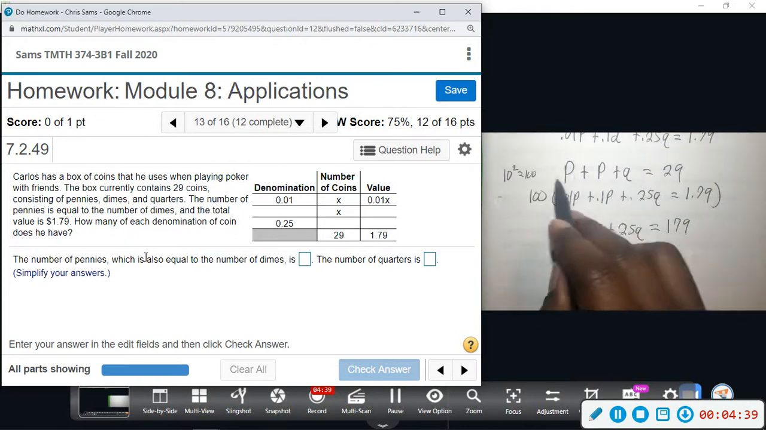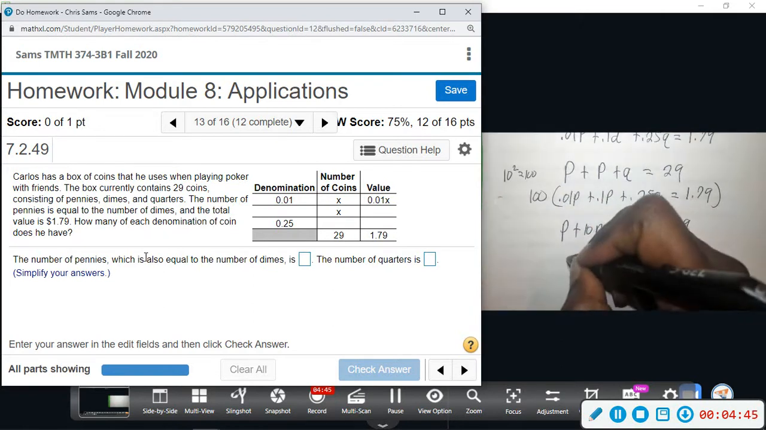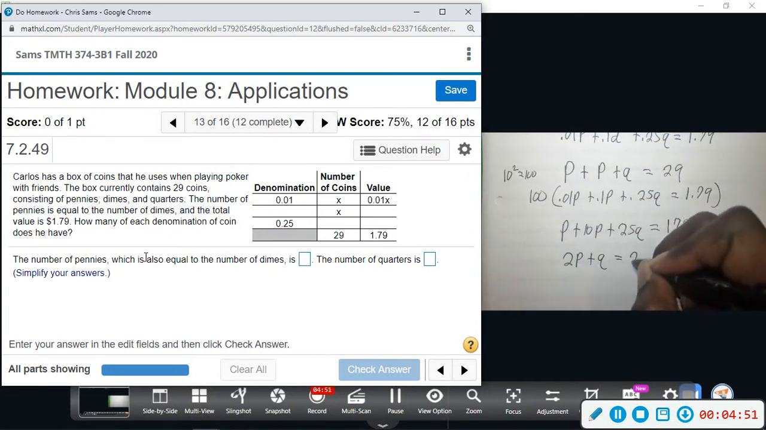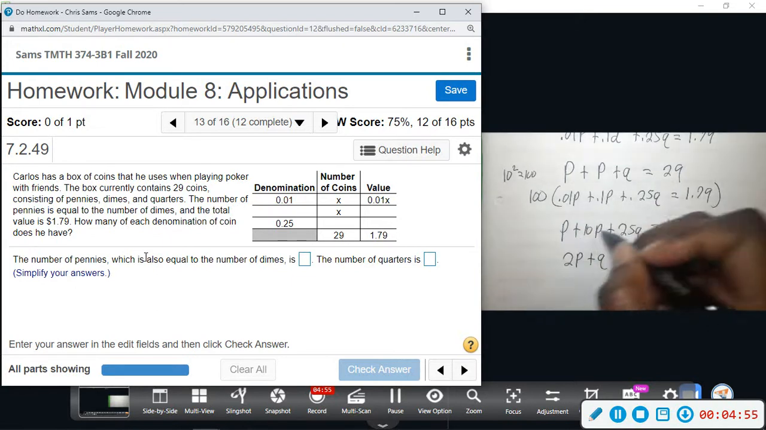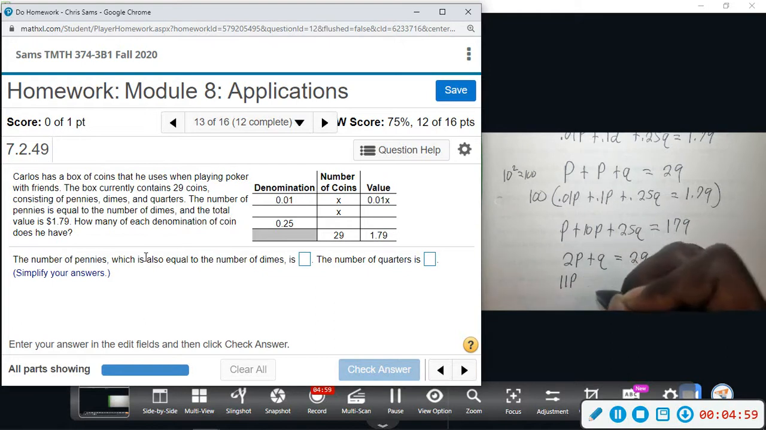In this equation, we're going to combine the 2 P's. So 2P plus Q equals 29. Combining this equation, that's going to give us 11P plus 25Q equals 179.